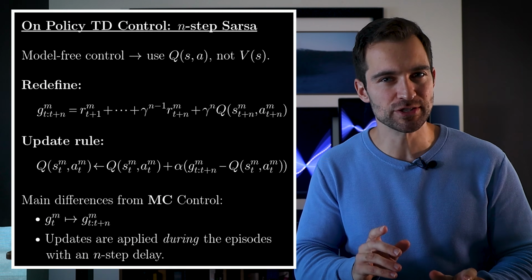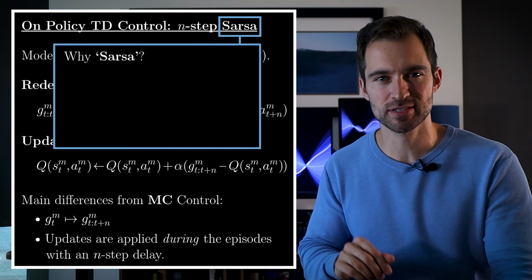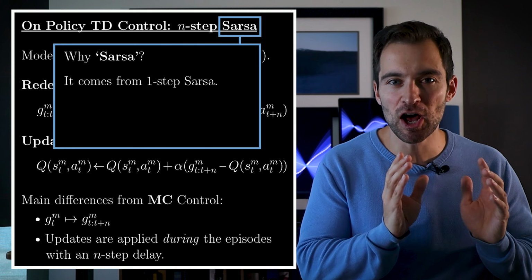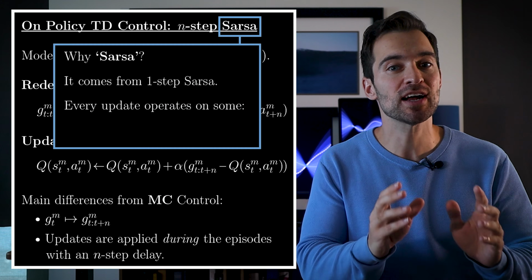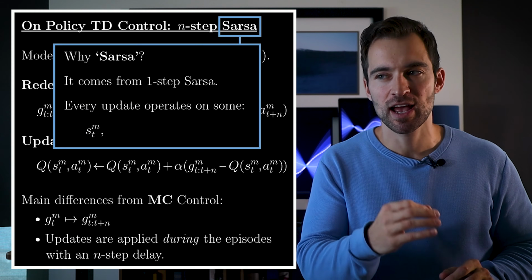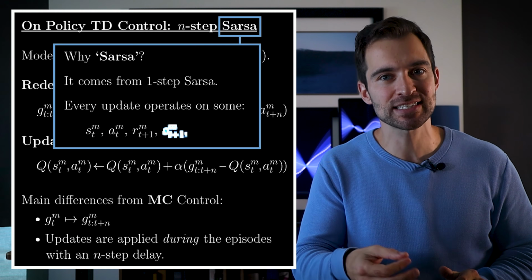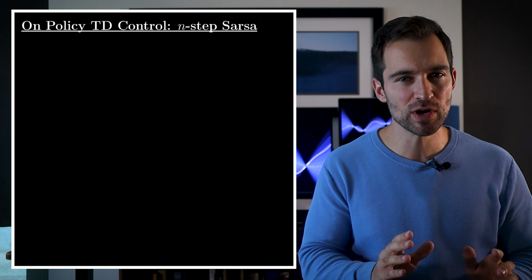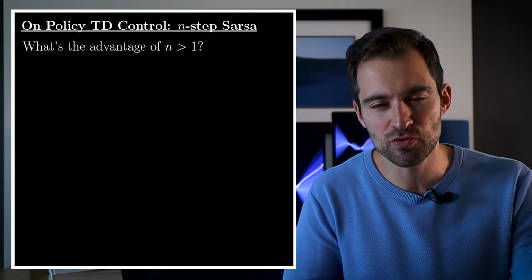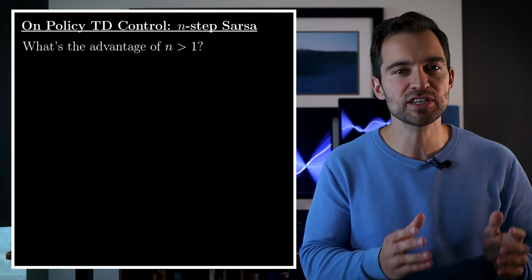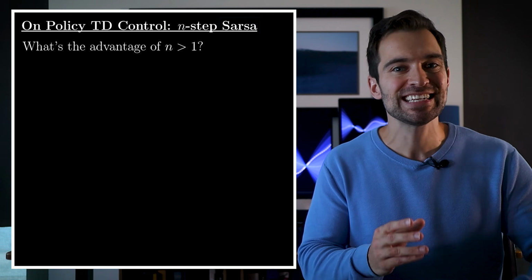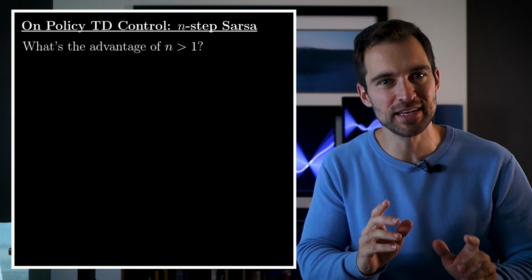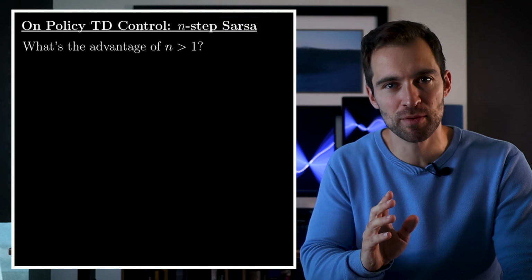So that leaves a burning question. Why do we call this Sarsa? Well, it comes from one-step Sarsa. In that case, every update application operates on some tuple of S, A, R, S, A. Sarsa. Okay, but naming aside, an important question to ask is, what's the advantage of having n greater than 1? After all, my comparison of TD to MC seems to suggest TD is better and increasing n just makes the algorithm more like MC. Well, there certainly is a reason, and that's why the best n is problem dependent.